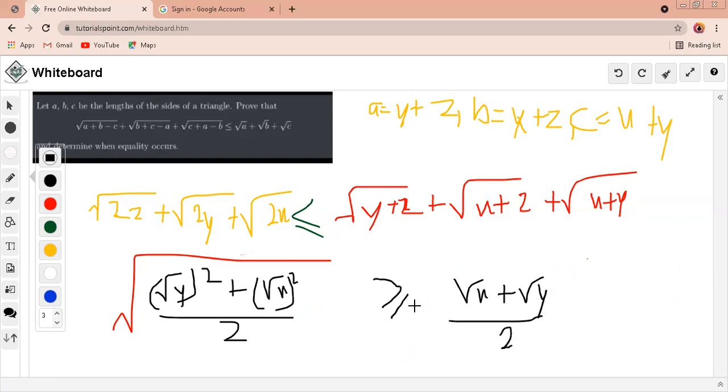This is just another form of AM-GM. You can work it out. This would become x plus y by 2, and this, after squaring, x plus y by 4, this becomes, indirectly, it will lead you to x plus y greater than 2 root xy. So this is fairly a bit easy one, a short one. That's why I used it. You can solve it easily using AM-GM too. Try it out yourself. Now this is the first equation.